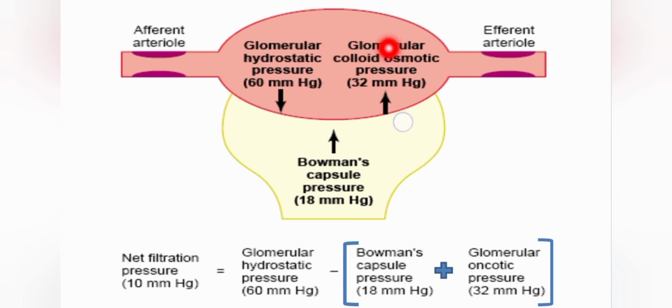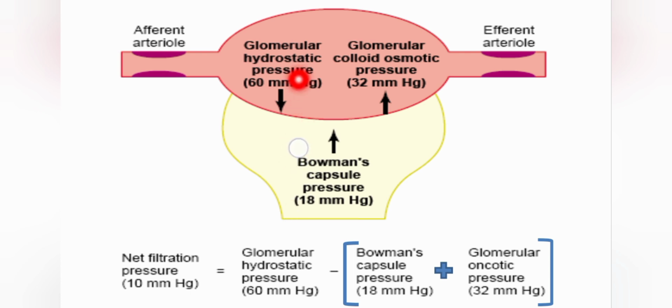Similarly, the glomerular capillary colloid osmotic pressure can also decrease in certain conditions, for example in case of liver cirrhosis and hypoproteinemia, because this pressure is dependent upon the plasma osmotic pressure. In case of hypoproteinemia, that is decreased protein concentration, plasma osmotic pressure will be less, and glomerular capillary colloid osmotic pressure will also be less. So the opposing force will be less, and there will be more formation of glomerular filtrate in case of hypoproteinemia.